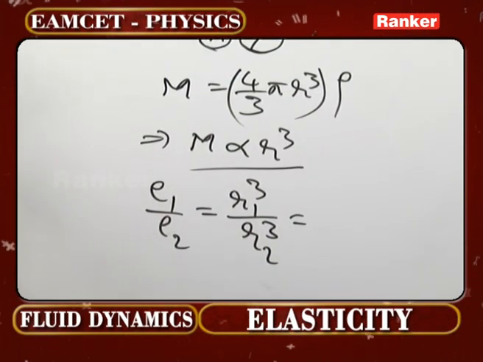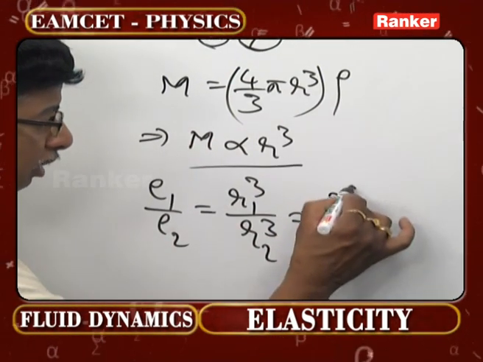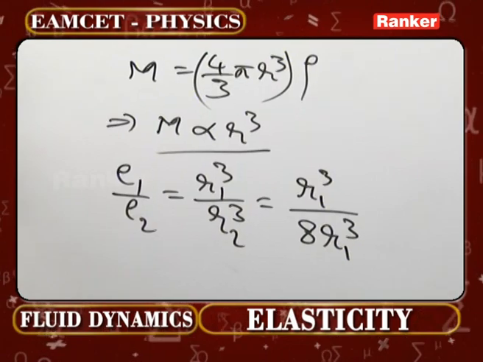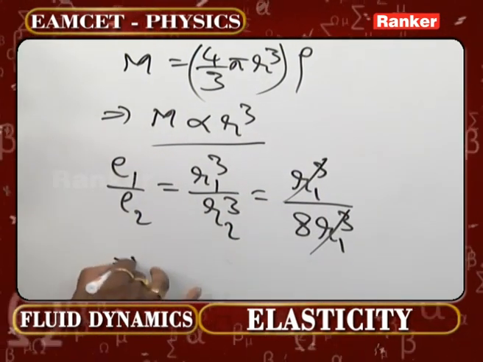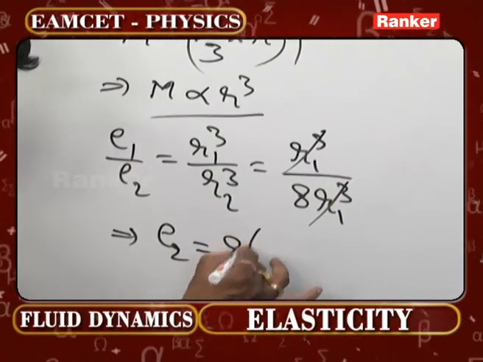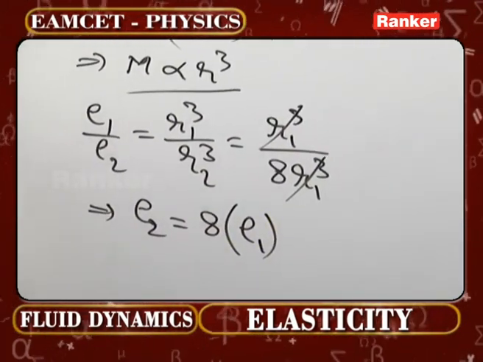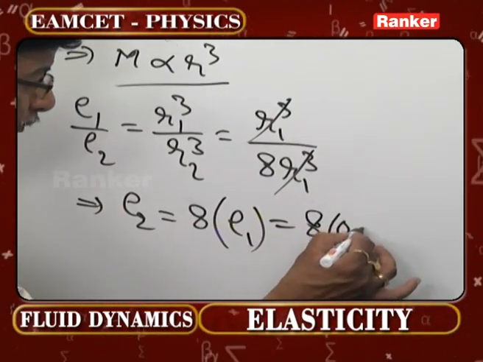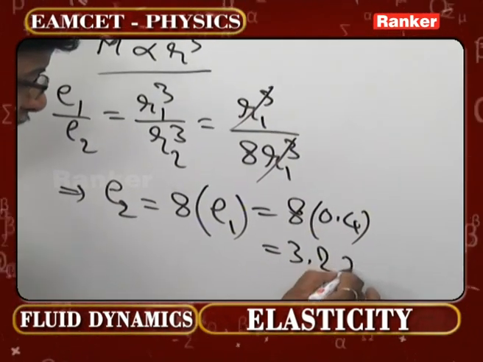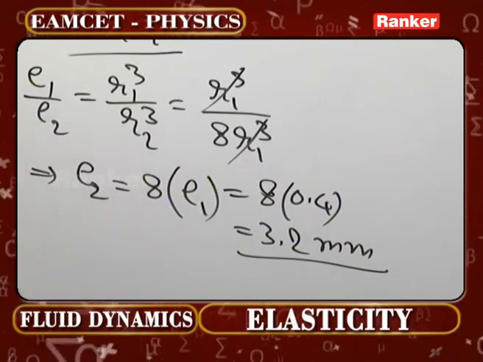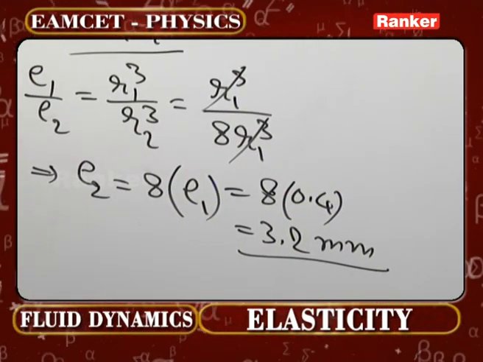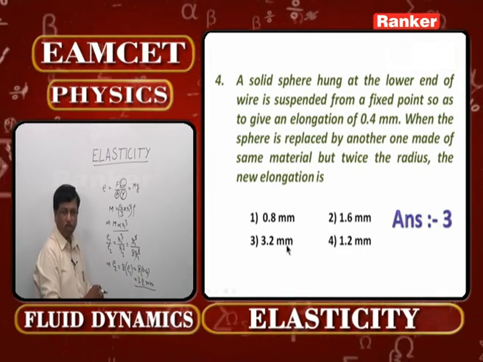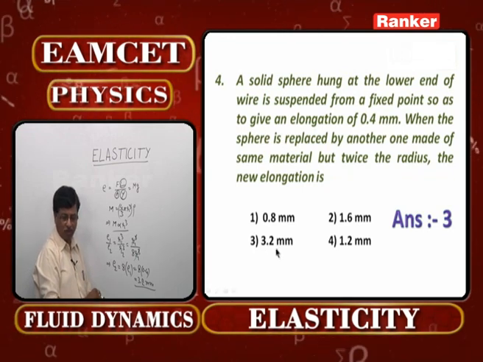Given in the problem that radius is doubled, then automatically you can write this one r1 cube, and this one will be 8 r1 cube because r2 is equal to 2 r1. This now gets cancelled. Then what will be elongation 2? It will now be 8 times the first elongation. What is the first elongation given? The 0.4 given. So 8 into 0.4, which now becomes 3.2 millimeter. That is going to be the corresponding elongation produced. That means which option is correct over here now? The third option is the correct option for this particular question number 4, 3.2 millimeter as such. Now let us check the next number, please.